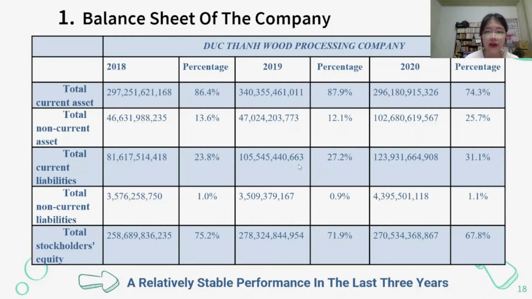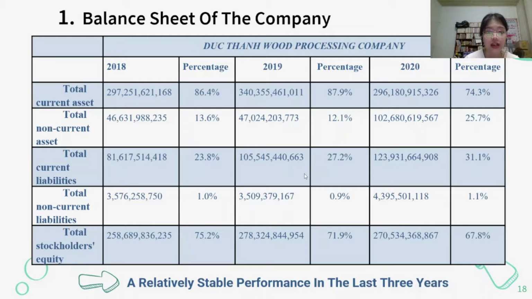The total current asset of the company slightly decreased from 2018 to 2020, with 86.4% in 2018, 87.9% in 2019, and 74.3% in 2020. Despite the decrease of the current asset, the total non-current asset of the company just fluctuated in 3 years, with 13.6%, 12.1%, and 25.7% respectively.